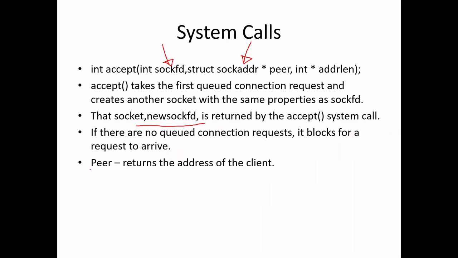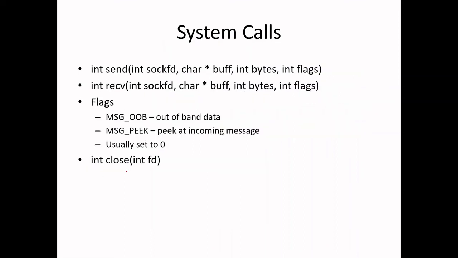Now this particular variable returns the address of the client. So again, it is a sockaddr data structure like we discussed earlier. It has the capability of storing an IP address and port number, right? So the IP address and port number of the client will come in this particular variable.